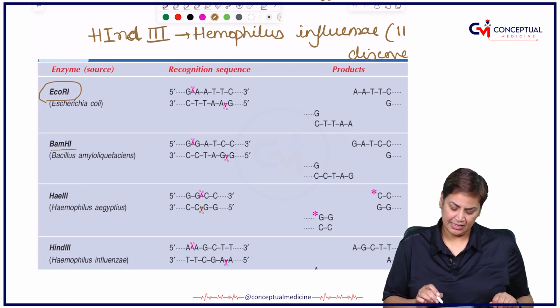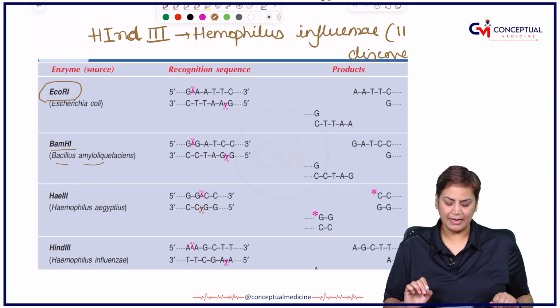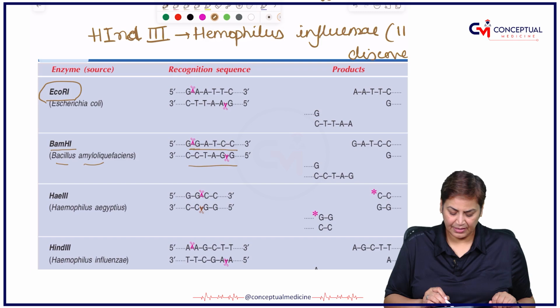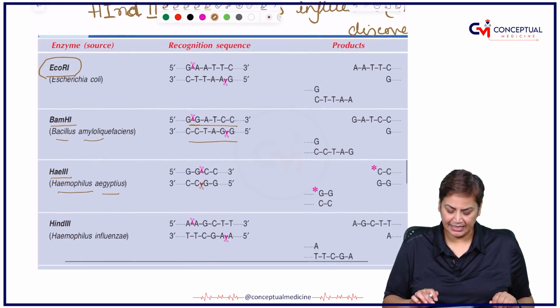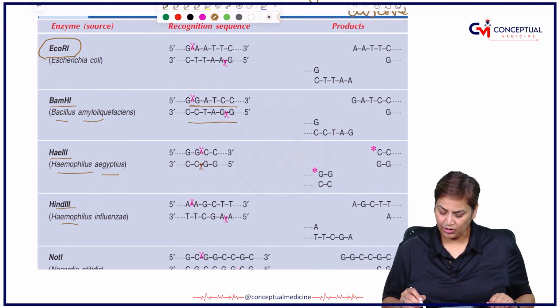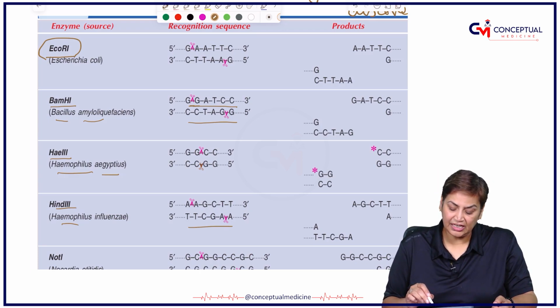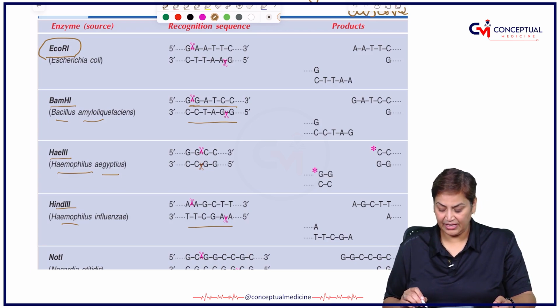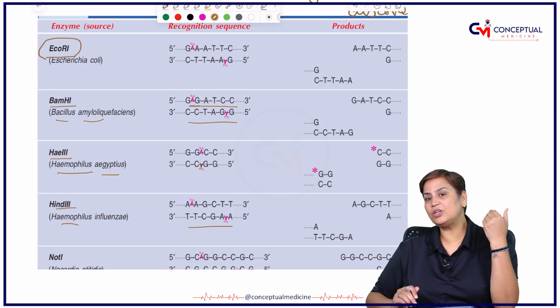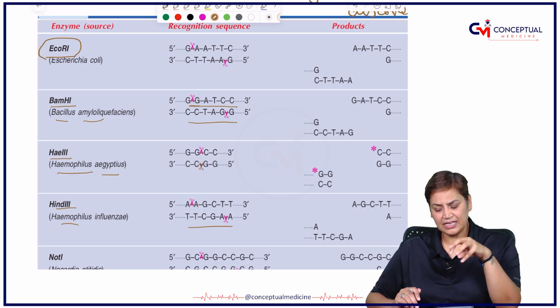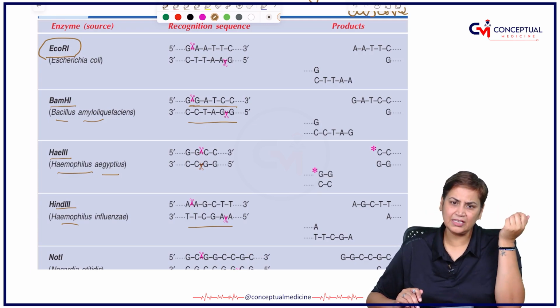Then BamH1, which is isolated from Bacillus amyloliquefaciens. Here you see the cutting is here. The sequence should be like this. Similarly HindIII, of which I have given you the example, you can see. And everywhere you will see there is a difference in the sequence. If I compare this, this has GAATTC, whereas this has AAGCTT. Obviously, DNA with this sequence will be different from DNA with this sequence.